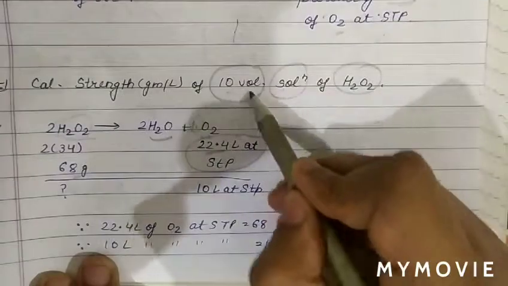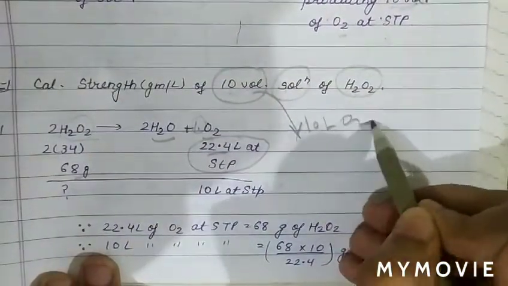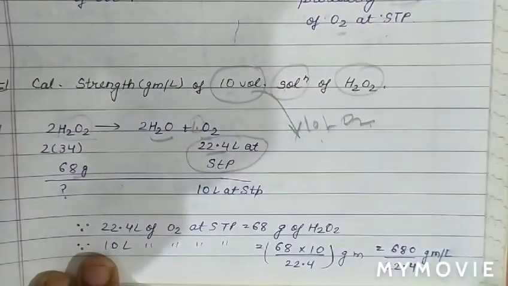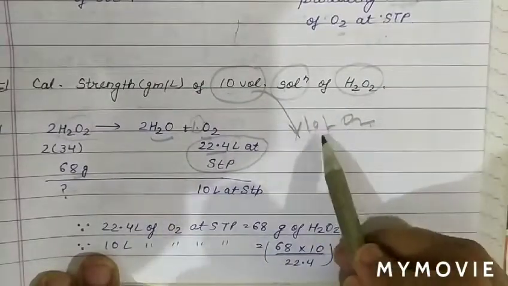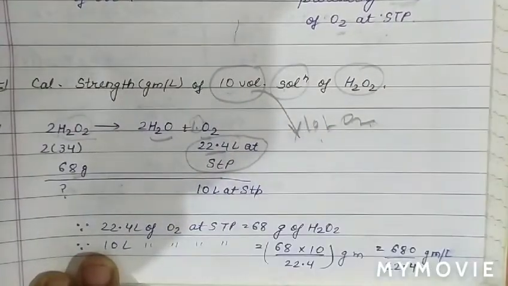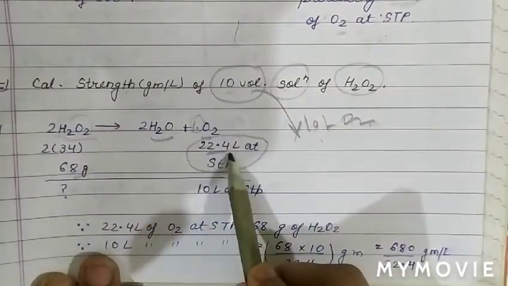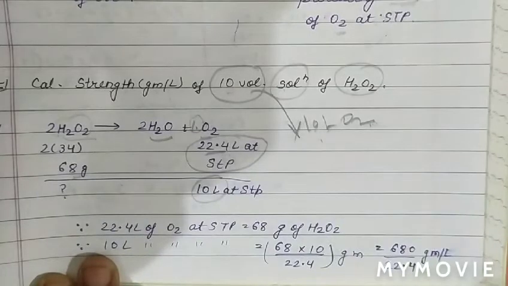According to the definition, 10 volume means 10 liter of oxygen is produced. 10 volume stands for 10 liter of oxygen produced. If 20 volume, then 20 liter O2 is produced. If 30 volume, then 30 liter O2 is produced. So 68 gram produces 22.4 liter; 10 liter means how many grams of H2O2?